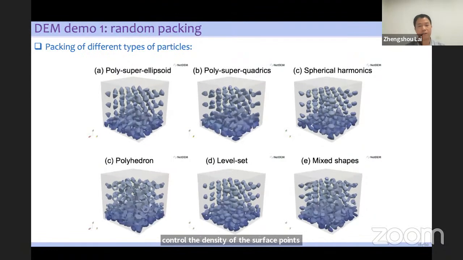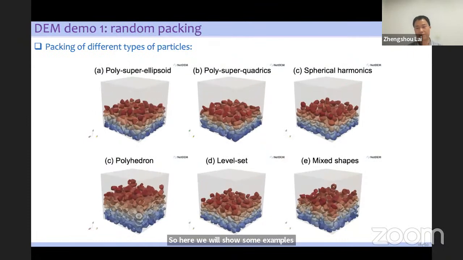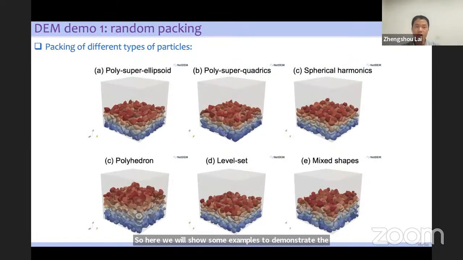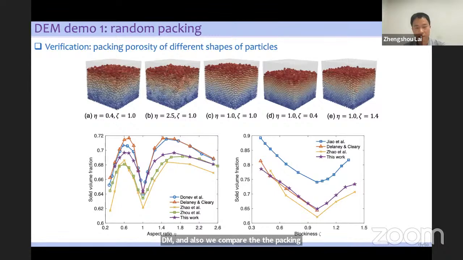So here we will show some examples to demonstrate the performance of the SDFDM. Here is a simple random packing example. We have different types of particles, and we see that all types of particles can be modeled by the general SDFDM. We also compare the simulated packing process with those of the conventional DM, because for ellipsoids, some conventional DM packages can model them.